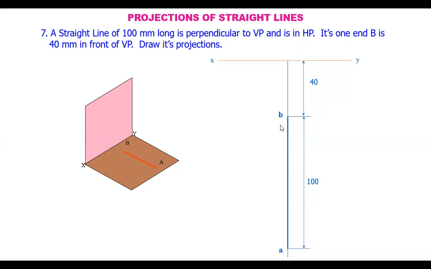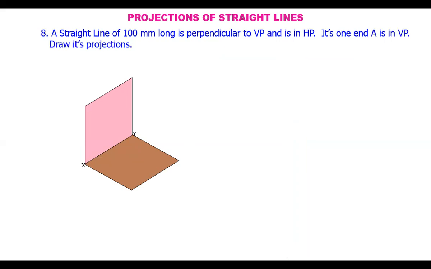Coming to the front view, can you guess where it is? In the front view, because the entire line is lying on the horizontal plane, its front view lies on the reference line here. So on the reference line, we get the front view of A as well as B. But A is visible, B is away from the observer and is invisible. So B dash is kept in brackets. So these are the projections of the line when it is perpendicular to VP and is in HP.